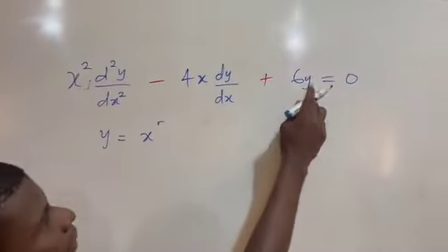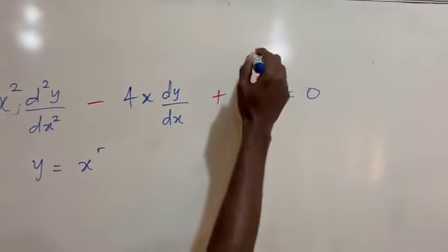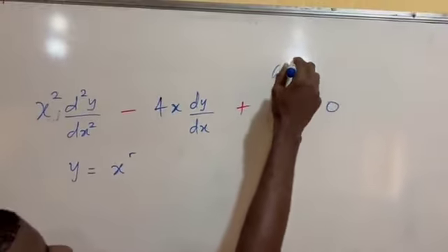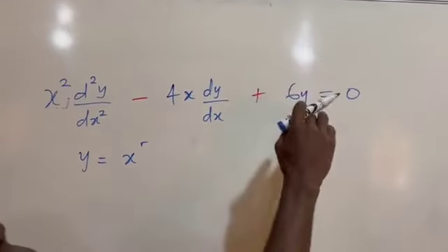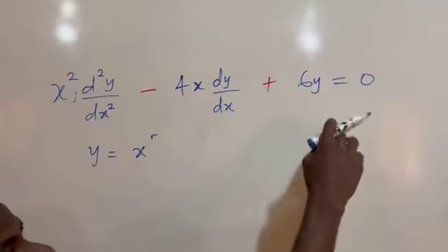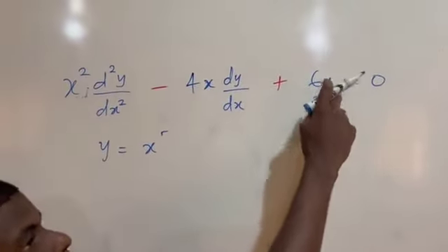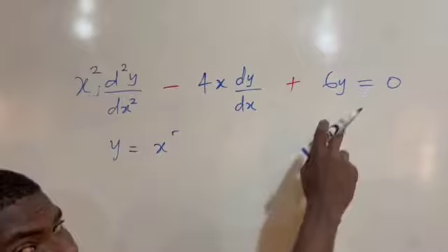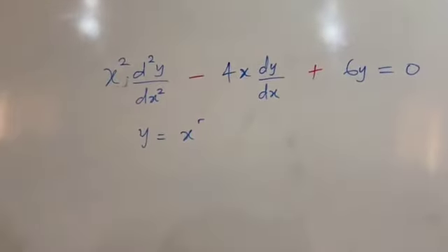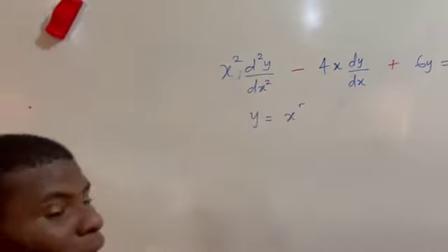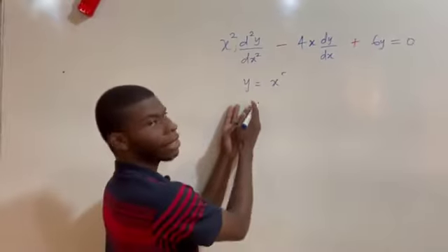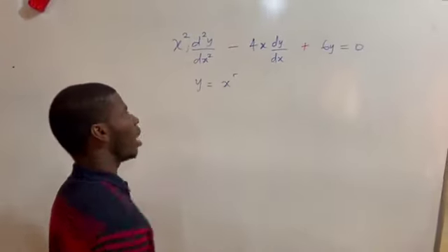And over here, this can be written as 6x to the power of 0 multiplied by y. So we have the zeroth power of x, and we also have the zeroth derivative of y. So this is why it's called the Cauchy-Euler differential equation. And we assume that a solution is y equals x to the power of r.